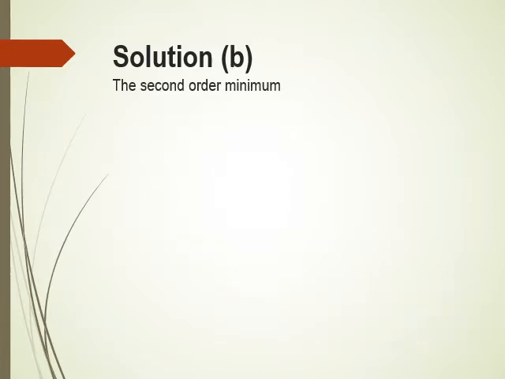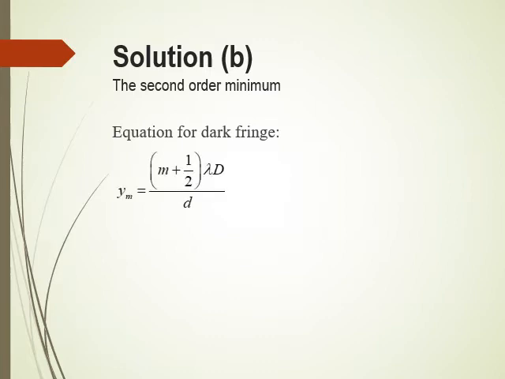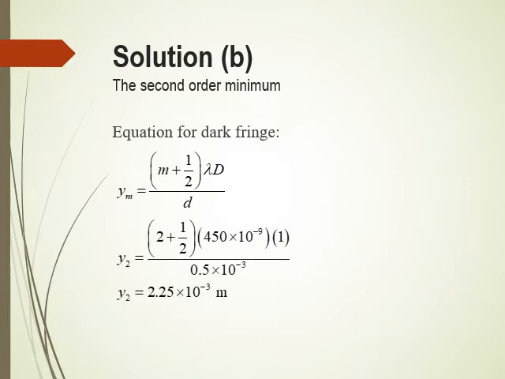Question B asks you to determine the distance between the second order minimum and the central maximum. In interference, minimum refers to dark fringe. So let's apply the equation for dark fringe: y equals m plus half, lambda D over d. Substitute the values into the equation, and you will then obtain y equals 2.25 times 10 to the power of negative 3 meter.